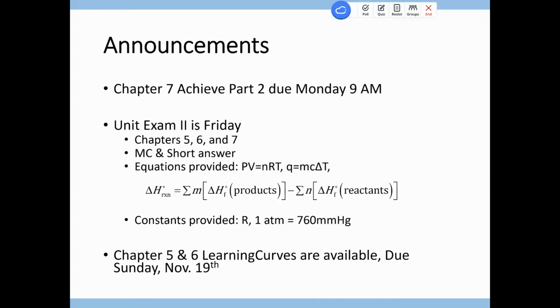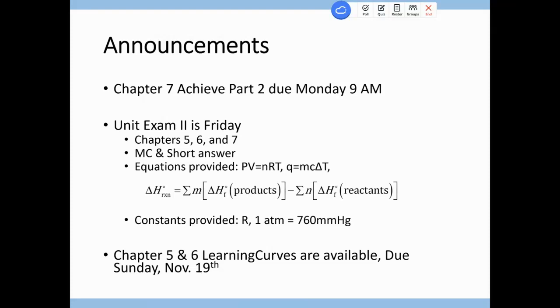All right. There will be a Chapter 7 Part 2 Achieve, so it will be, again, a shorter assignment. It'll be due on Monday, covering the second half of Chapter 7.